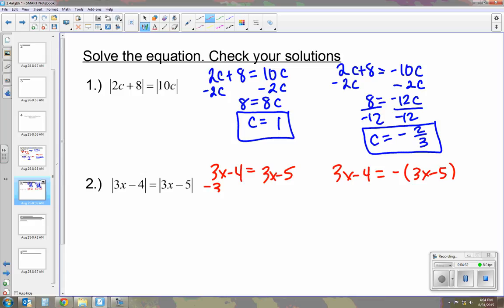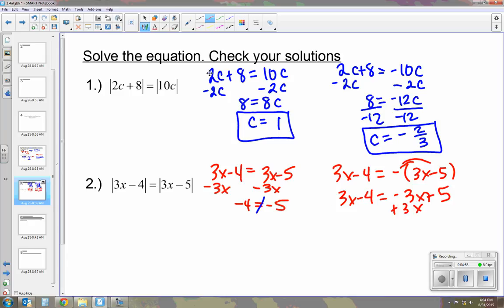Now the first one, let's subtract the 3x. And we get -4 equals -5. Well, we can stop right there. That is not true. That is not a solution, so we can stop at that one. So we're only going to have possibly one solution after this. So let's do the next one. We have to make sure to distribute the negative. So we have 3x minus 4 equals -3x plus 5.